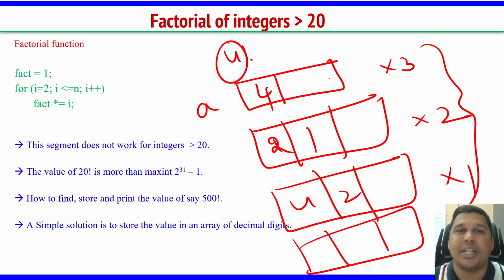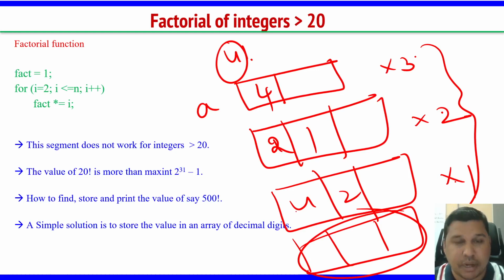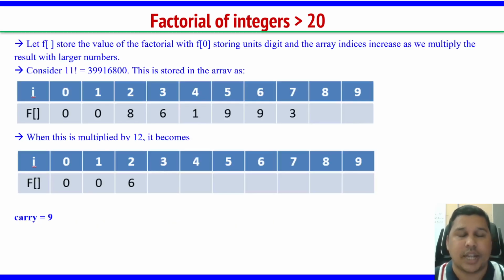Like if it is 4, it means 4 minus 1, 4 minus 2, 4 minus 3 and so on. You multiply and store the result always in an array. Okay. So that is the logic here to find out the factorial of a large number. Let us see an example and try to understand.